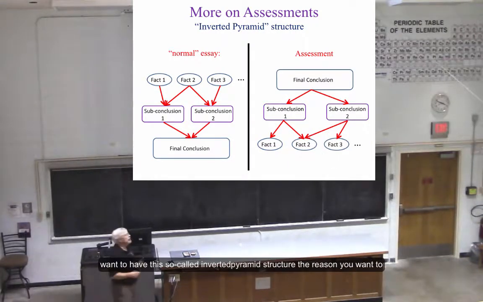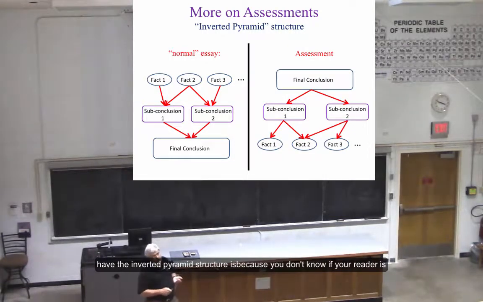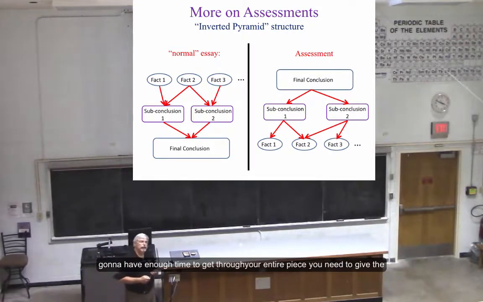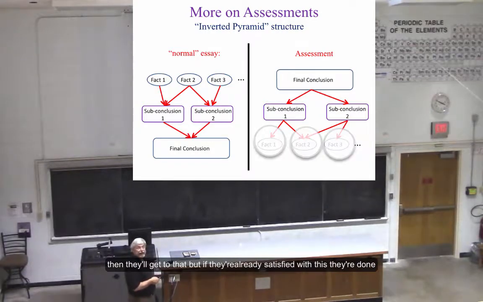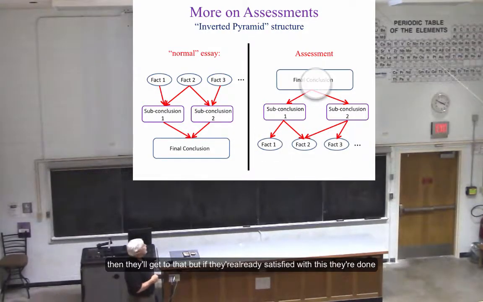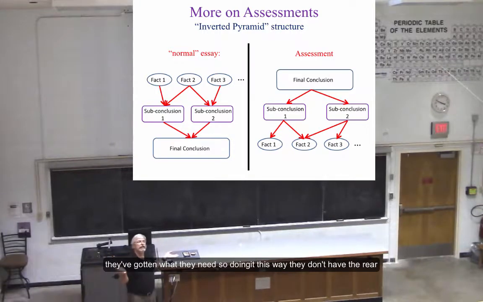Why do you want to have this so-called inverted pyramid structure? The reason is that you don't know if your reader is going to have enough time to get through your entire piece. You need to give the most important information first. If this important information piques the interest of the reader, then she or he may go on: well, how did they come to that conclusion? And then they'll get to this, and they'll say, is this really true? And then they'll get to that. But if they're already satisfied with this, they're done. They've gotten what they need.